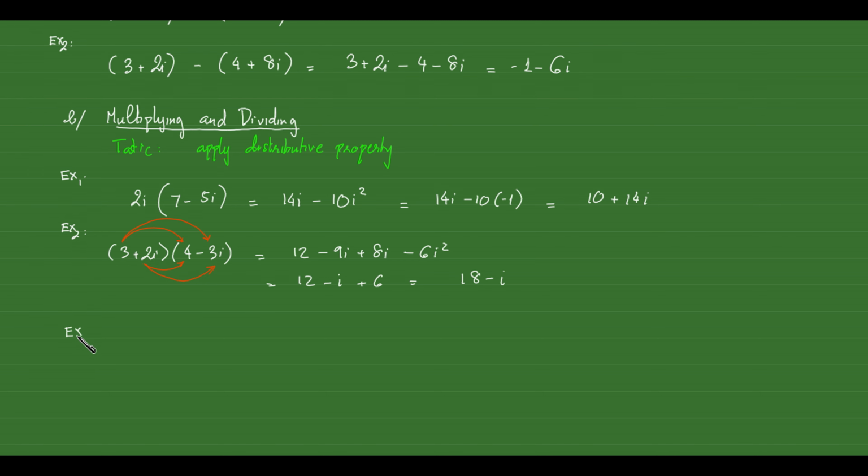Example number 3. That's multiplication. Now how about division? Let's talk about division. Division is very important. What if I have negative 3? Negative 3 is a real number, but it is also a complex number without the imaginary part. So you divide it by 5 plus 2i.